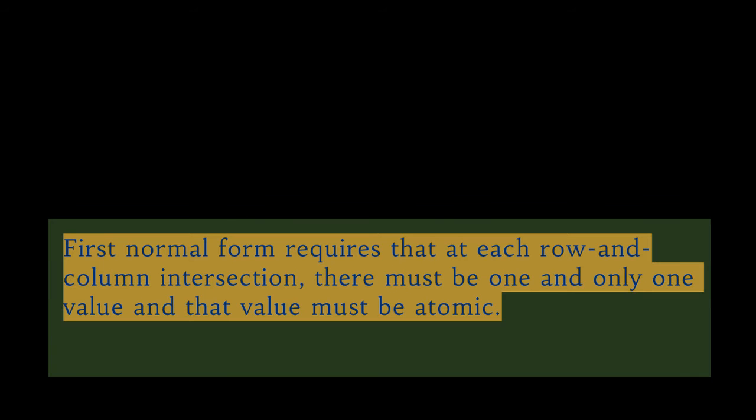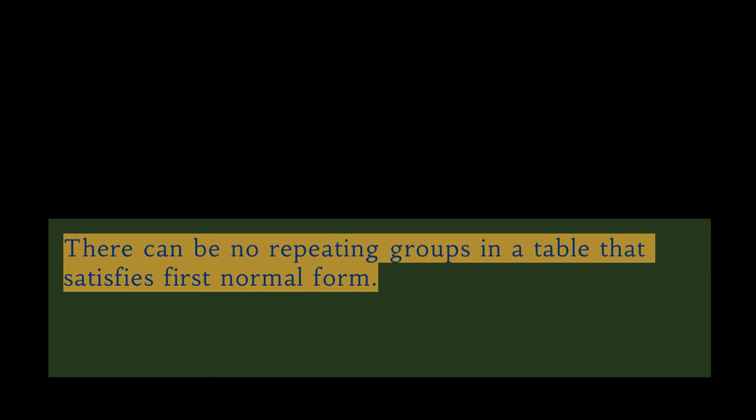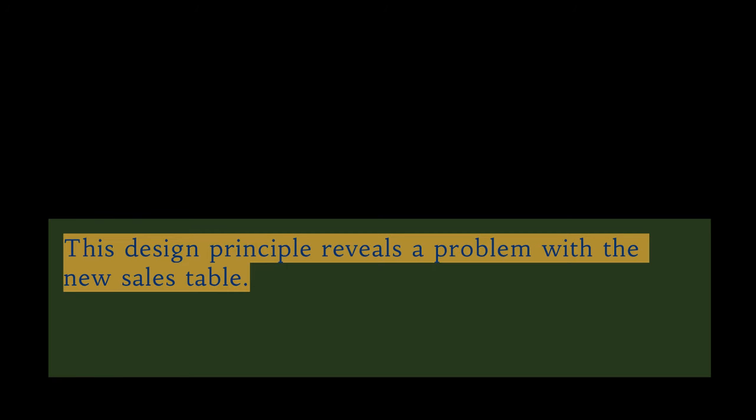First normal form. First normal form requires that at each row and column intersection there must be one and only one value, and that value must be atomic. There can be no repeating groups in a table that satisfies first normal form. This design principle reveals a problem with the new sales table.